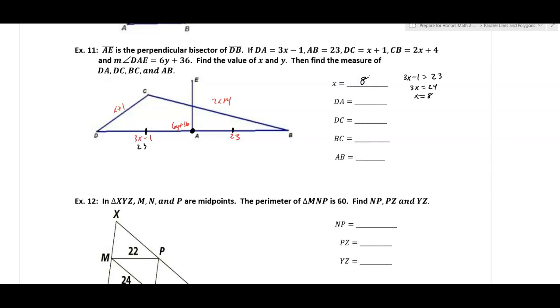Now, to find y, I know 6y plus 36 is equal to 90. So 6y equals 90 minus 36, which is 54. y is equal to 9. Now AD, we know, is 23. CD, once I know x, 8 plus 1 is 9. BC is 2 times 8 plus 4, which is going to be 20. And AB, we already know, is 23.